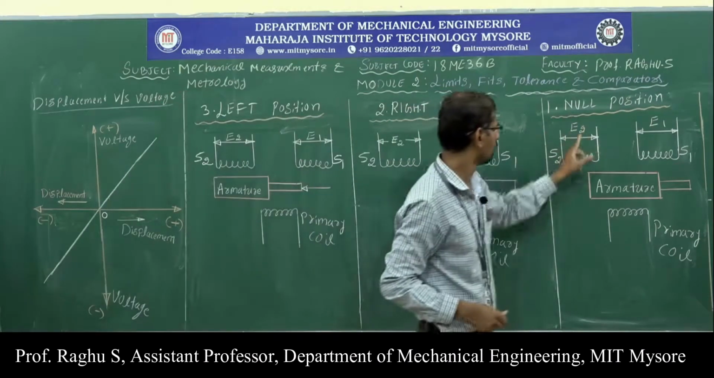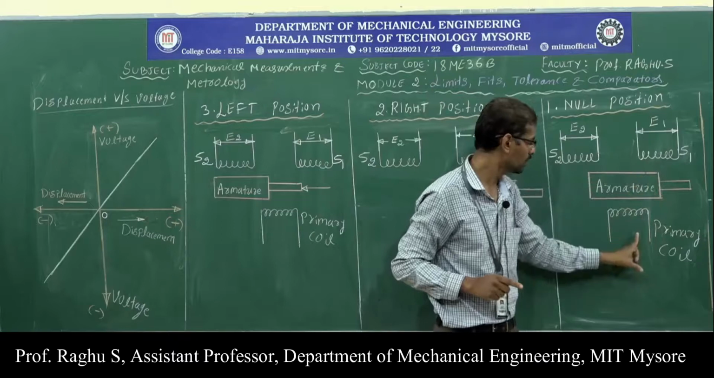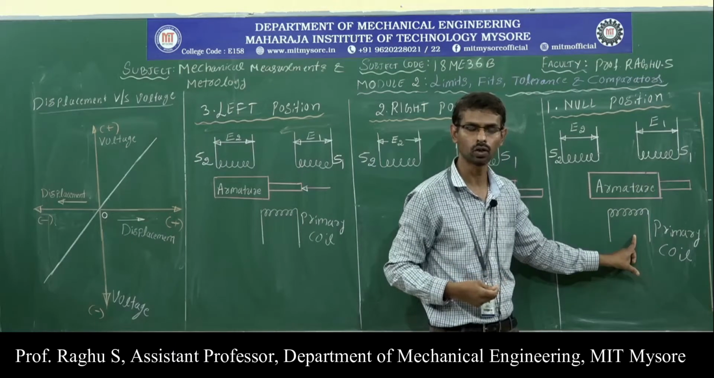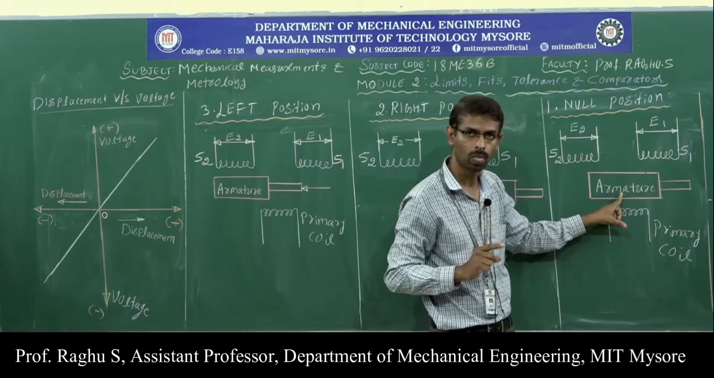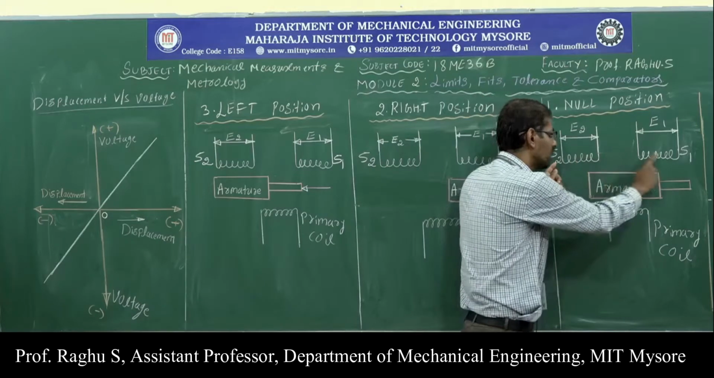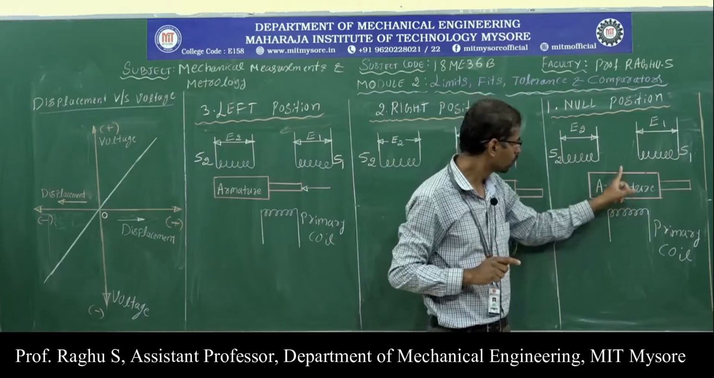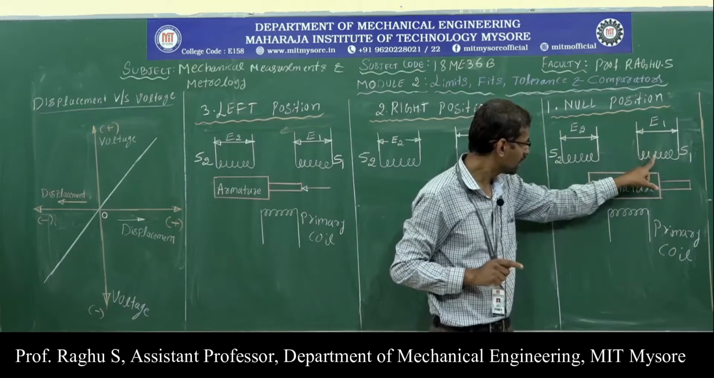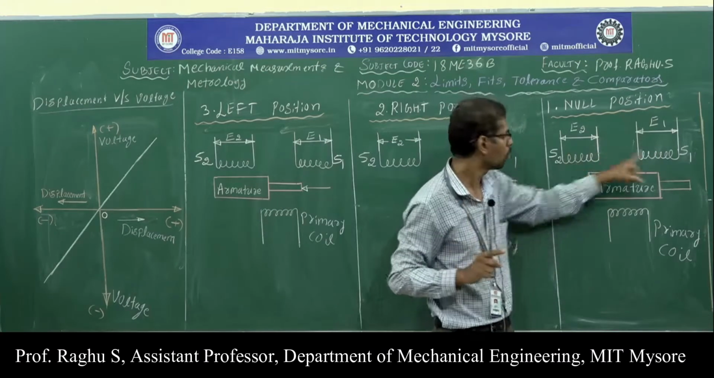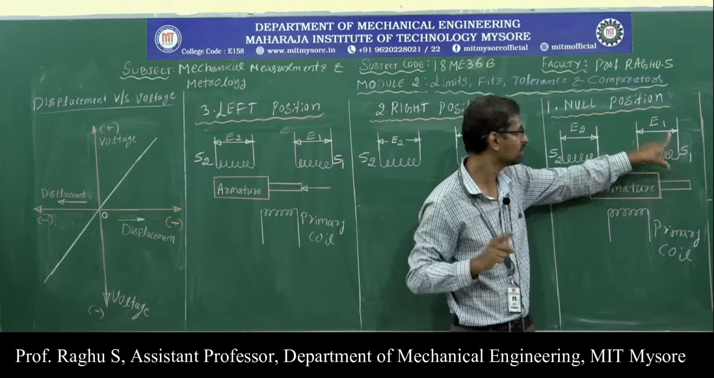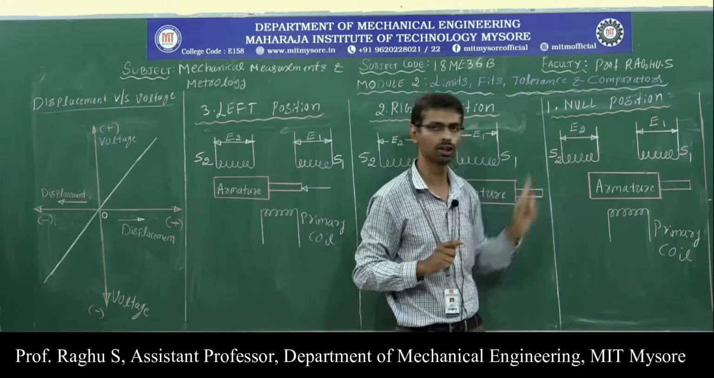In the null position, this is secondary coil 2, this is secondary coil 1, and this is the primary coil. This primary coil is connected to an AC source. When the armature core is at the center of the tube, an equal amount of voltage is induced in S1 and S2 due to mutual inductance. As I already told you, S1 is secondary coil 1 and S2 is secondary coil 2. The voltage induced in secondary coil 1 is denoted by E1. The voltage induced in secondary coil 2 is denoted by E2.